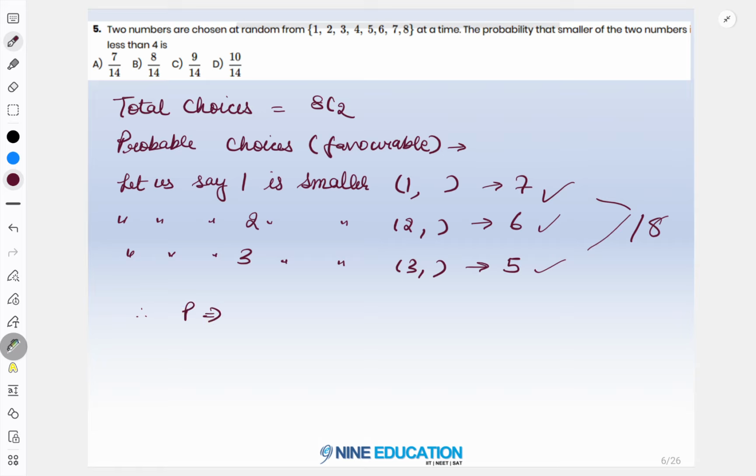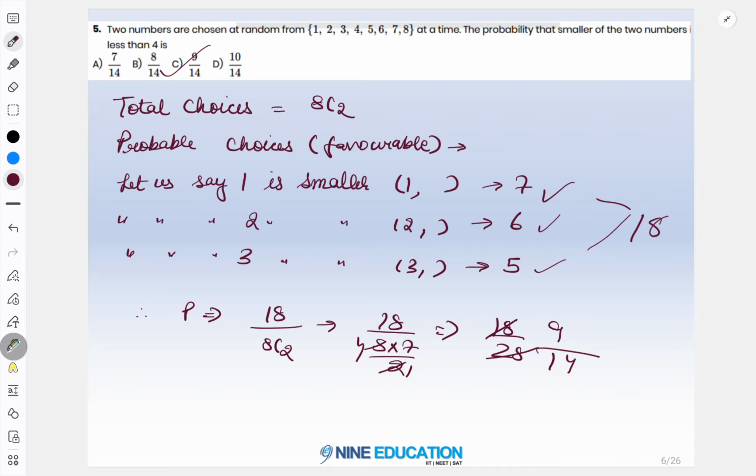Therefore probability will be favorable outcomes 18 divided by total outcomes 8C2. This is 18 by (8 into 7 by 2), which makes it 18 by 28, 9 by 14. Option C.